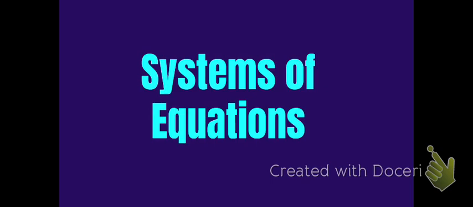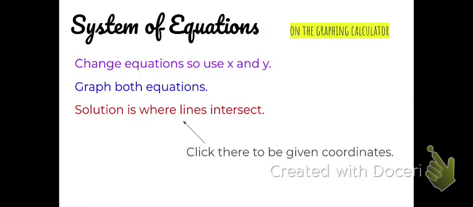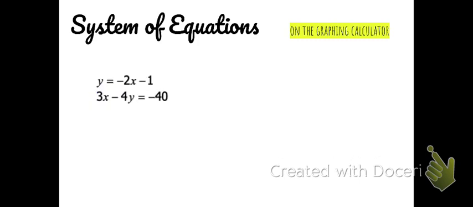Now let's talk about systems of equations on the state test. These are easy questions because you can use the graphing calculator on the state test. So all you need to do, if the equations don't use x and y, if they use other letters as variables, change the equations to x and y, graph both equations, and the solution is where the lines intersect. Remember, the graph of a line includes all the points that represent solutions to that equation. So you're just looking for the point that is on both of the lines. That is a solution to both of those equations.